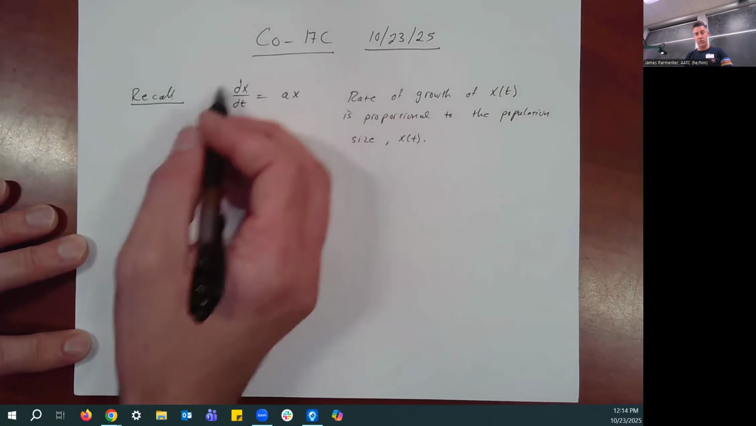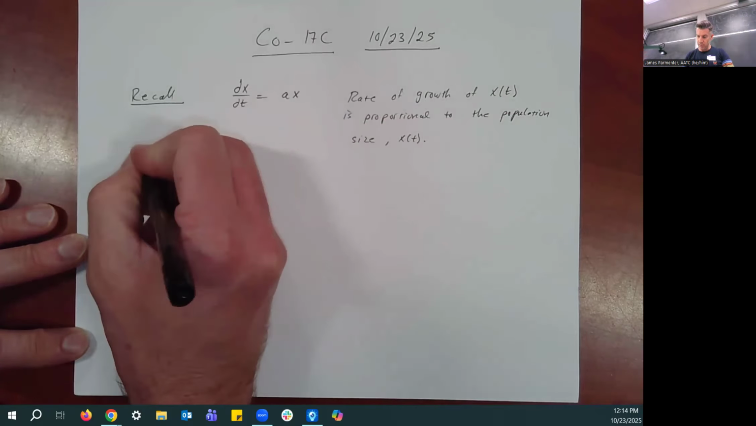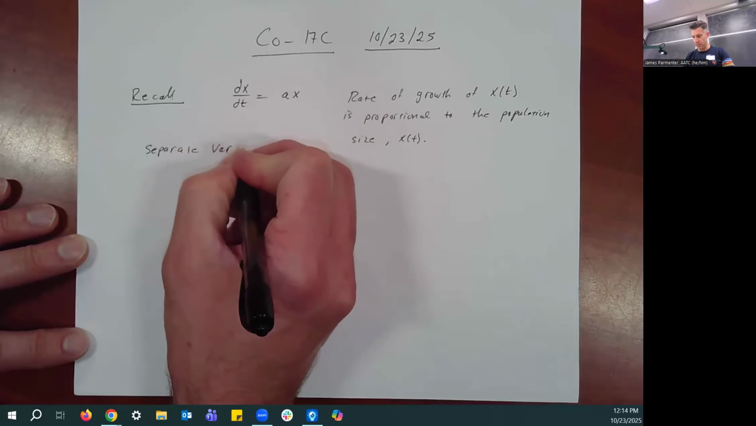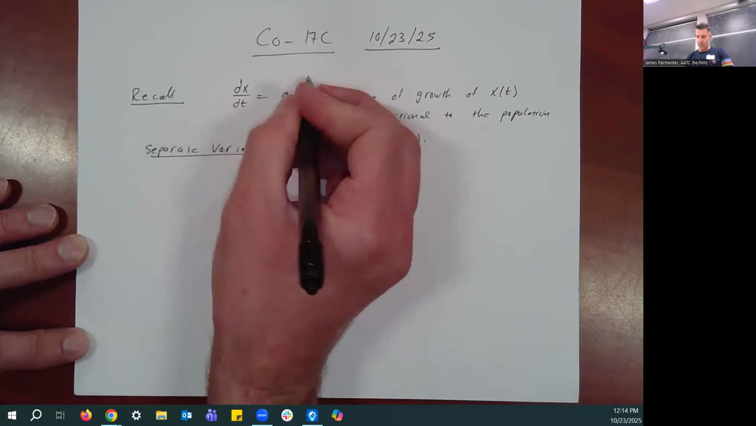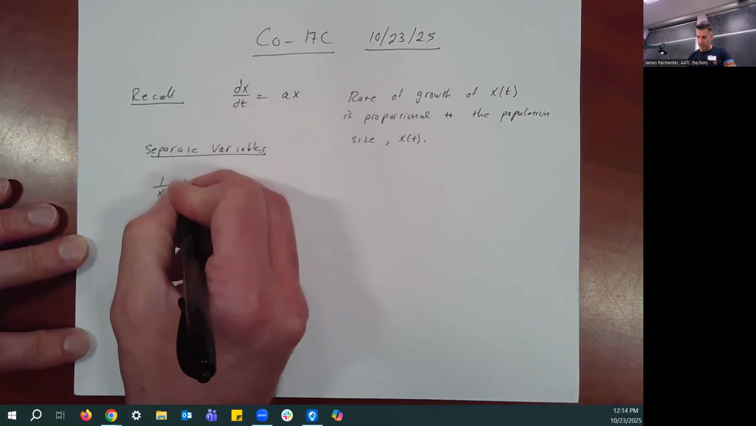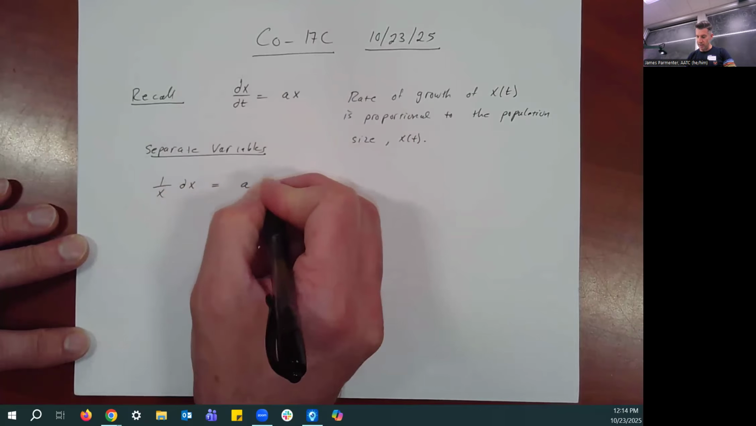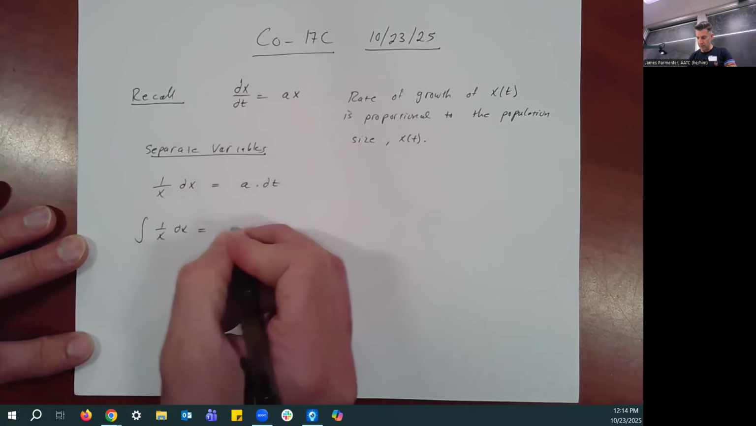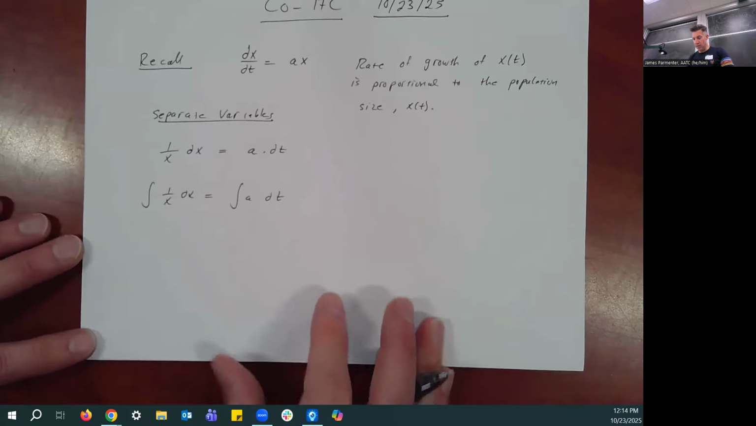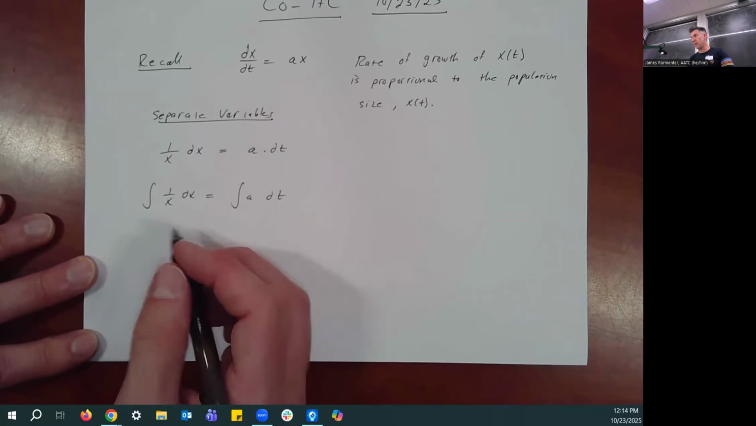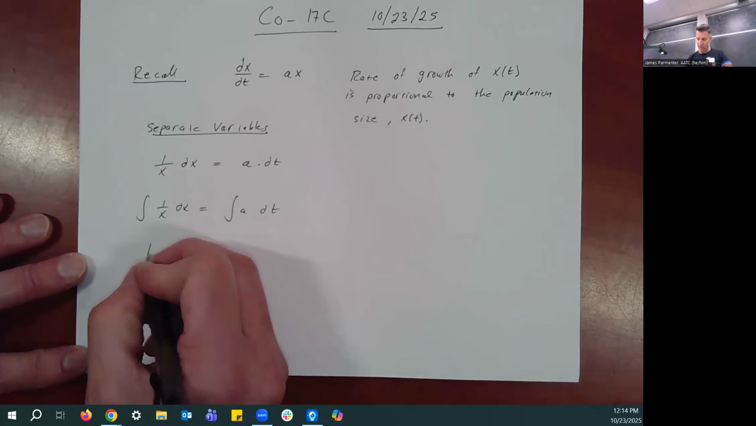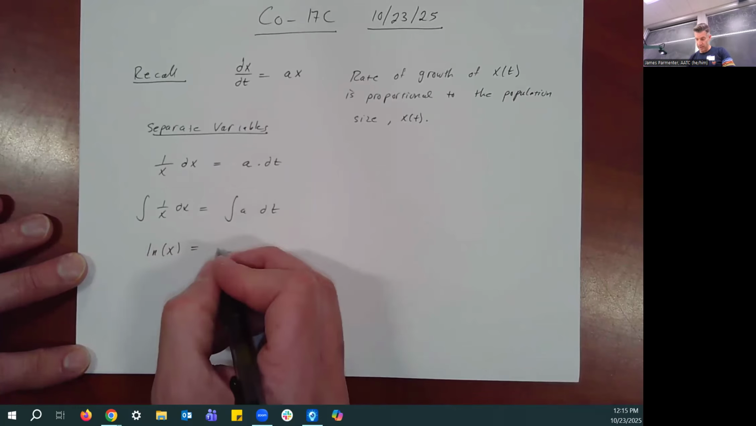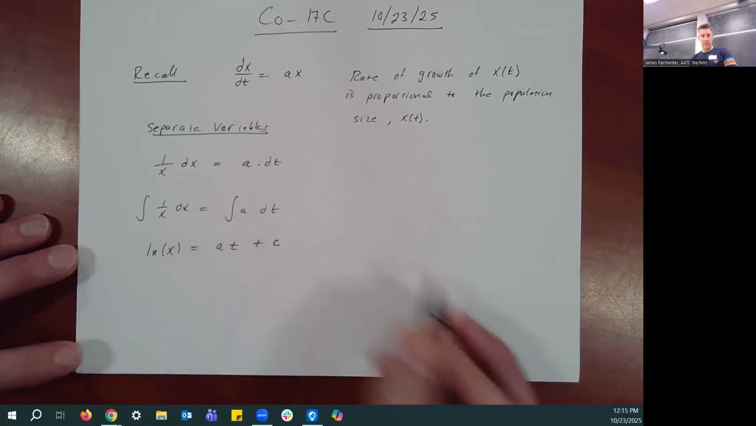So if you're solving this differential equation, we solve it by separating variables. So we bring our x's to the left, our t's to the right. We get 1 over x times dx equal to a times dt. We integrate both sides. You get the integral of 1 over x dx equal to the integral of a times dt. The integral of 1 over x is the natural log of the absolute value of x, but I'm going to ignore the absolute value because we don't really need to worry so much about it. On the right-hand side, the antiderivative of a constant is a times t plus some c.